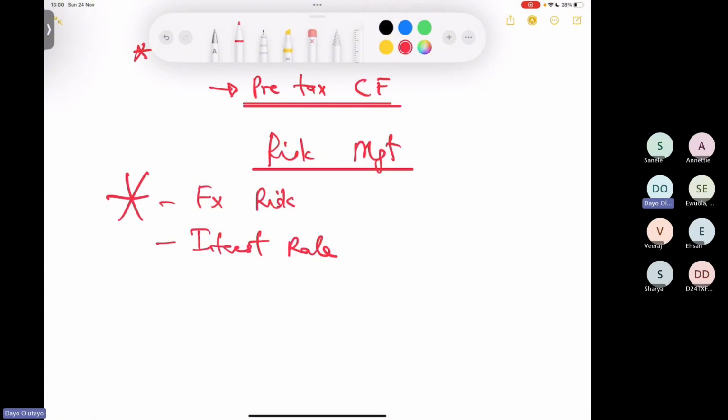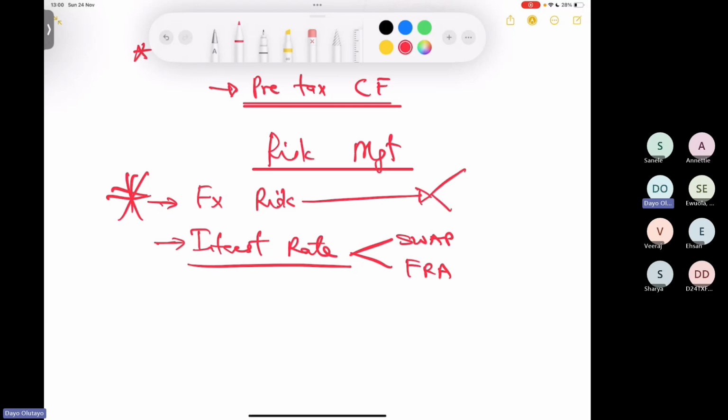This is the biggest part. Yeah, this one you're only meant to know some theories, not calculation. So here you use swap to manage your interest rate, or you can also use FRA, right? But for FX risk, you can use either an internal method or an external method. Internal method means the company is using its staff to do it. They are not using the bank, they are not using derivatives.